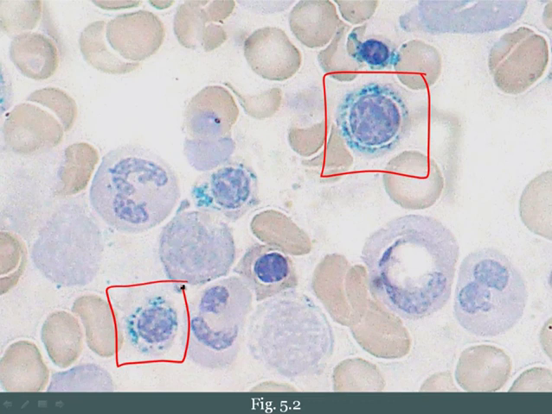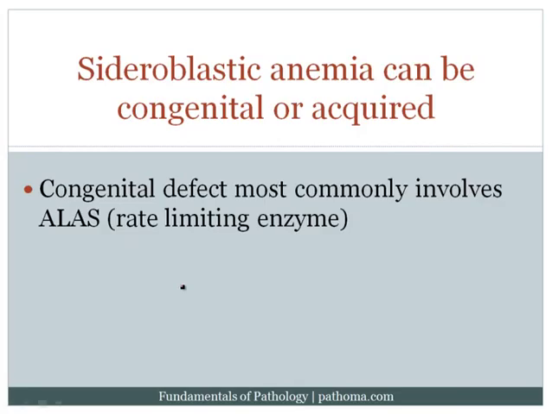One of the classic questions that examiners like to ask, they like to show you this picture, and they like to ask you, where is the iron located? I just gave away the answer. The answer is that the iron is present in mitochondria. That's high yield to be aware of. The iron is present within mitochondria. Sideroblastic anemia can actually be divided into congenital or acquired. It is important to know that the most common form of congenital sideroblastic anemia is due to a defect in ALAS.